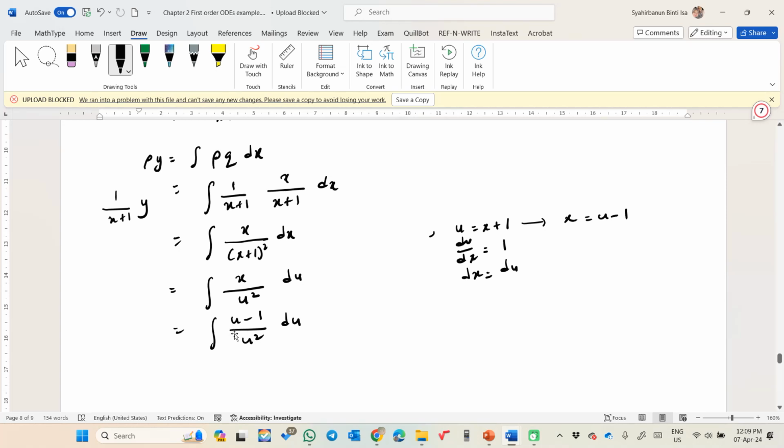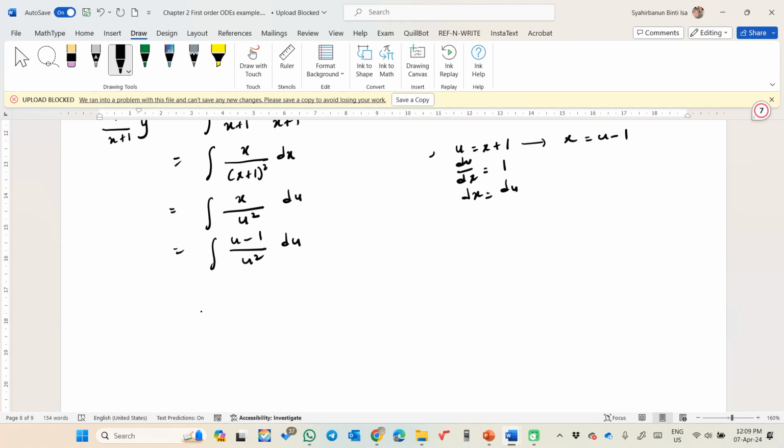Then separate the fraction. Because we have the minus sign at the numerator, there should be no problem to separate this fraction. So u over u squared is 1 over u, minus 1 over u squared, du. For the 1 over u, this is actually ln u. For the next one, 1 over u squared is u to the negative 2.